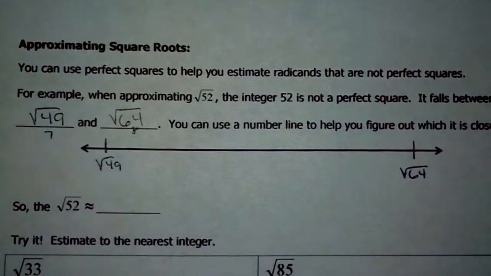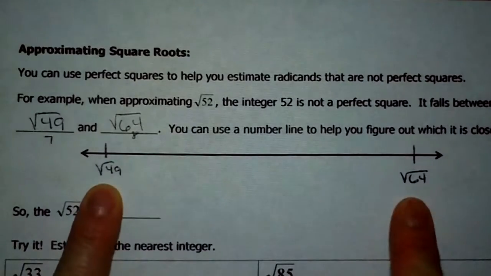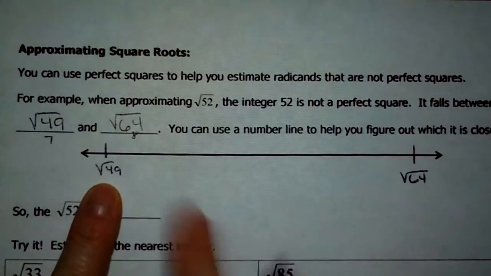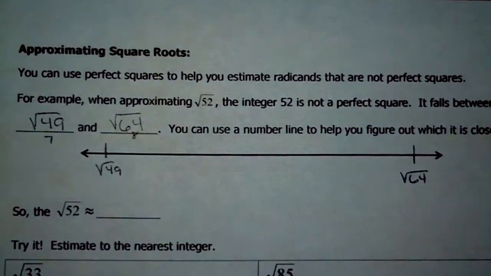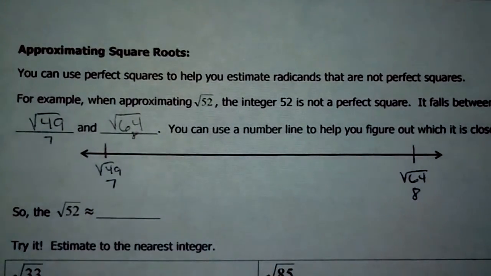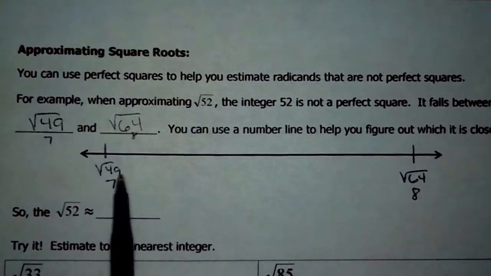Now, if this was a 1 and this was a 10, and I wanted you to put 7 on there, wouldn't you draw some little tally marks and count up? It's the same thing here. It's okay that it's square root. It doesn't matter. It's fine. We know that this means 7 and this means 8. And if I'm trying to get you the square root of 52, let's count up.